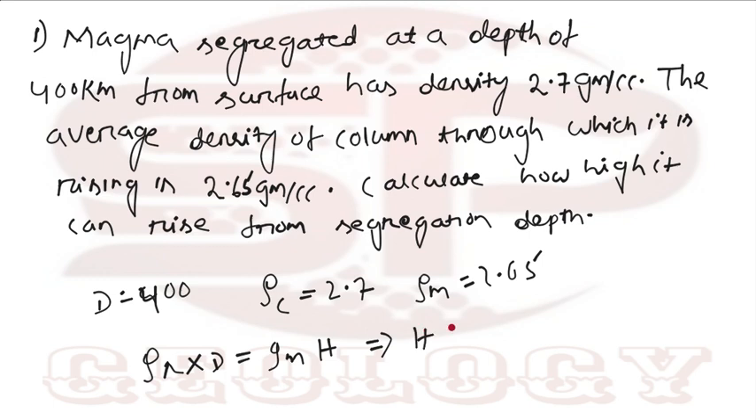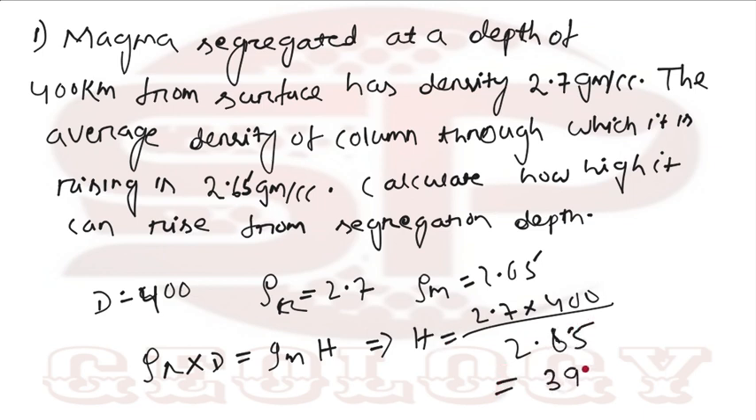So H is rho r into D, the rho C of the, 2.7 into 400 by 2.65, will be 392.6. This much it will rise.